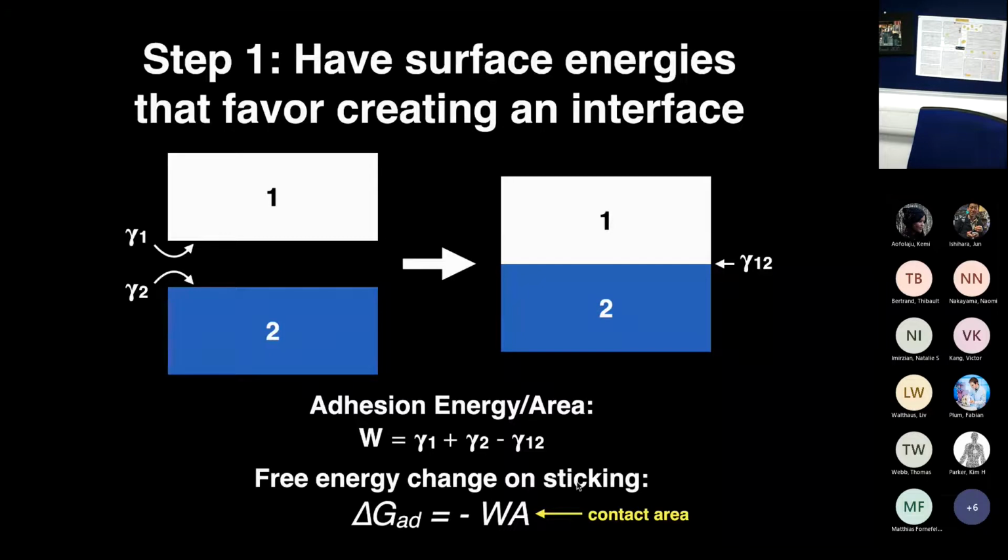So there's a free energy change on sticking equal to minus W times the area of contact. So that's the area that you create between here. If W is positive, you lower your energy by creating this interface, and you want to stick.